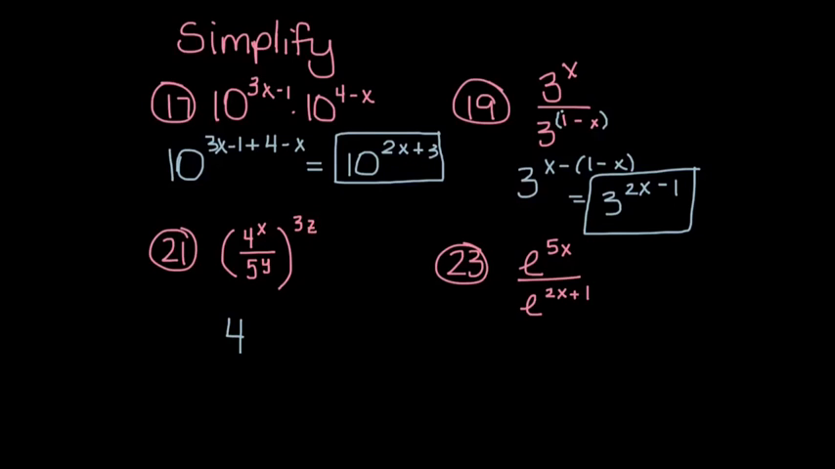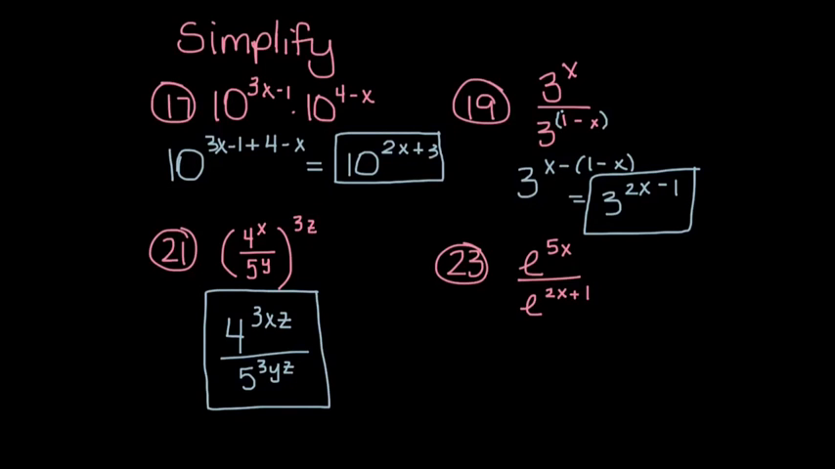4 to the x power raised to the 3z power gives me 4 to the 3xz power, just multiply those together. 5 to the y power raised to the 3z power gives me 5 to the 3yz. My bases are different. I have a 4 and a 5, so that's pretty much all I can do with this particular expression. Finally, for 23, again I have the same base.